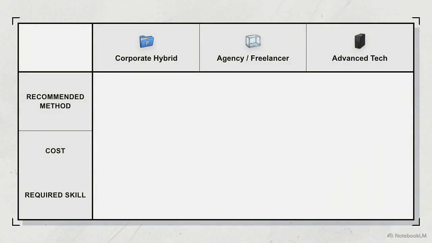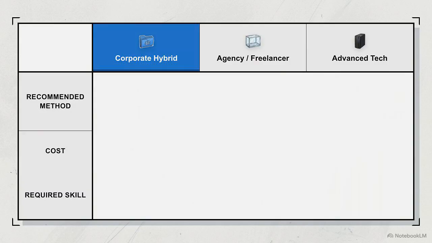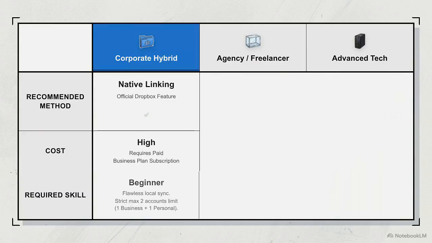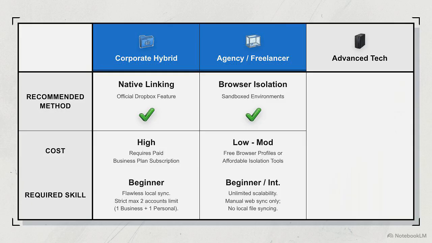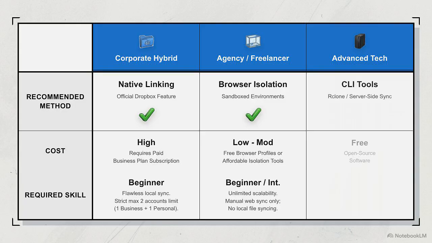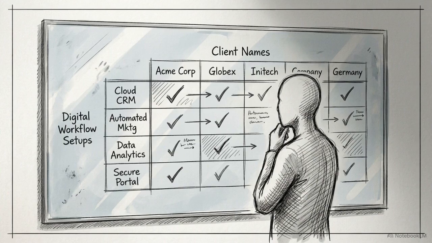This matrix breaks down the entire landscape, mapping specific solutions directly to your professional role. If you are a standard salaried employee with an employer-paid business account, native linking provides frictionless daily use. If you are an agency contractor managing multiple clients, browser isolation allows you to scale indefinitely without accumulating massive infrastructure costs. If you are a data manager comfortable with code, tools like rclone allow for automated, headless synchronization without consuming your local storage. Success at this scale relies on aligning a technical compromise with your specific business model.